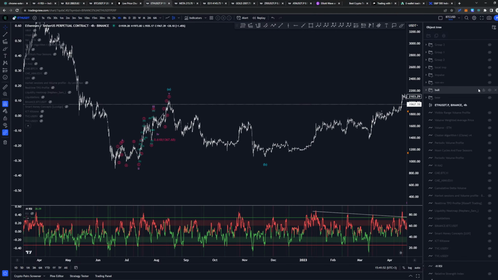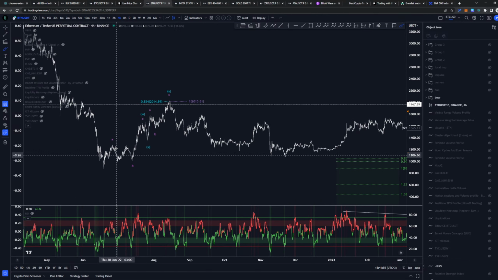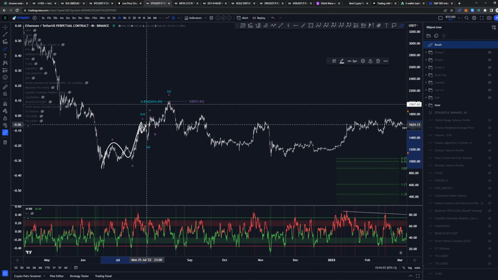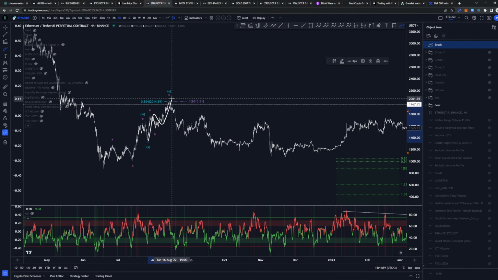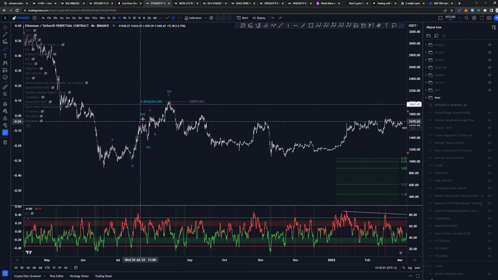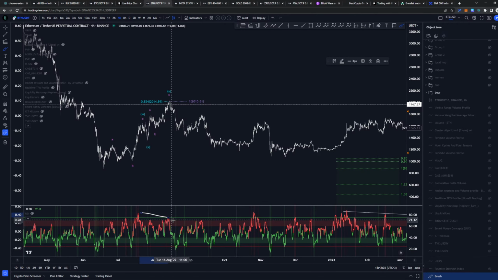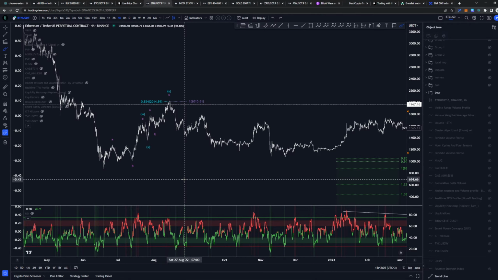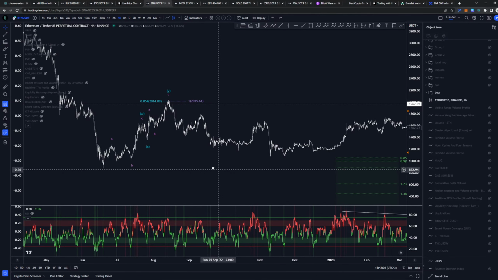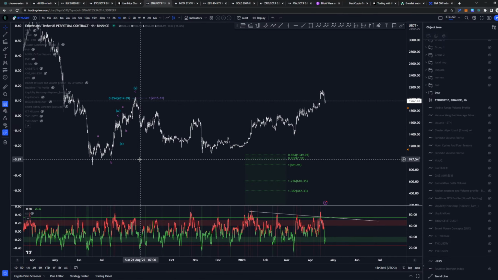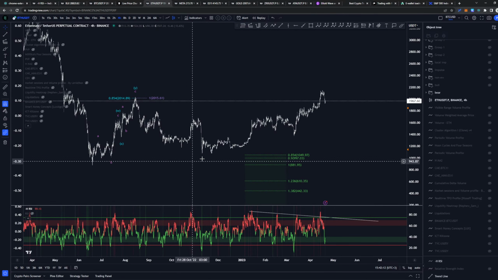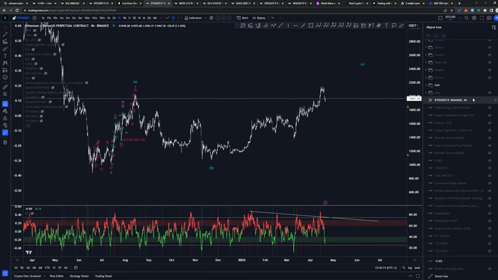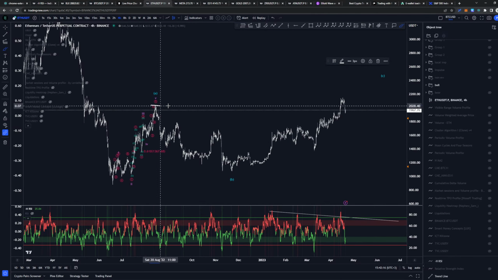Again, there's another way of looking at this as a bear scenario, ABC into W, three ways pullback into X, and then three ways up. There is a divergence here, which is not typical for WXYs. So keep that in mind if you want to be this bearish, but there is of course a bullish option here. Now, being that bullish option, we have already taken out these highs.